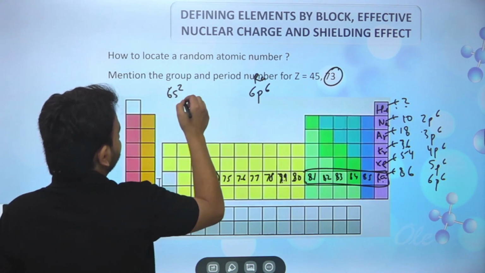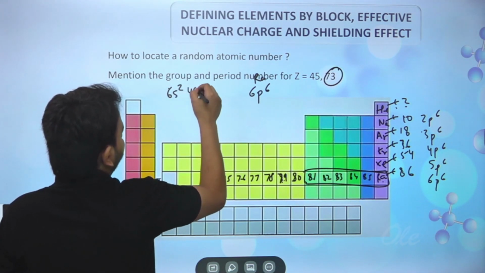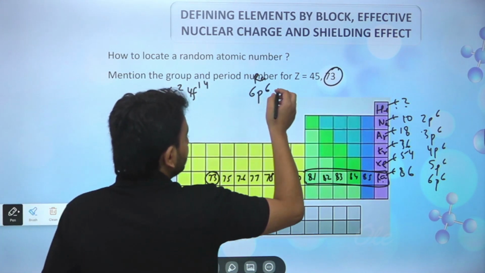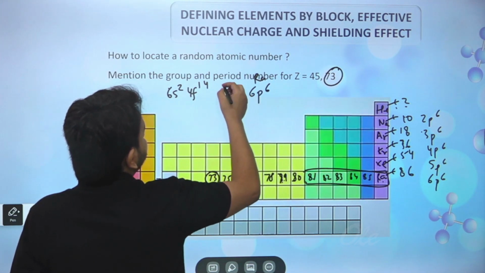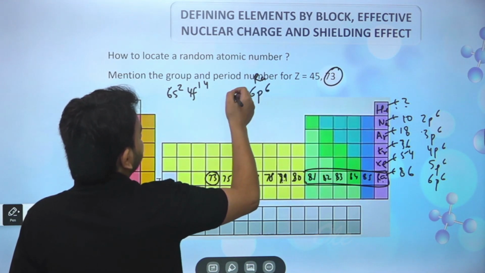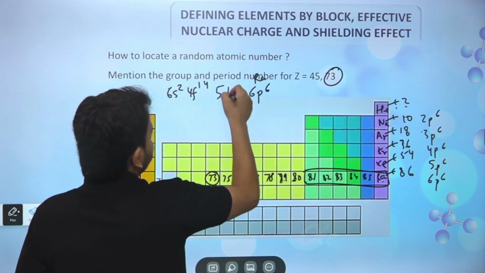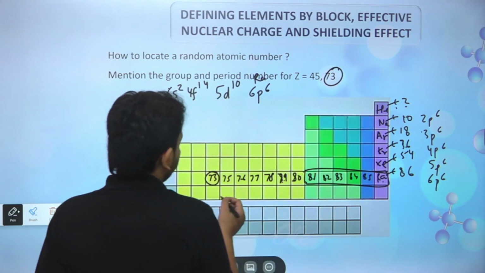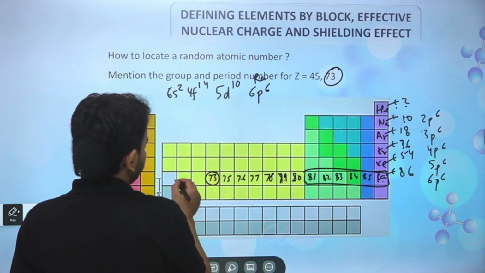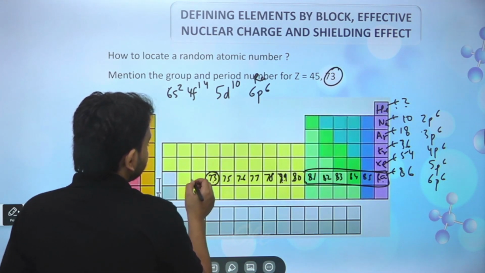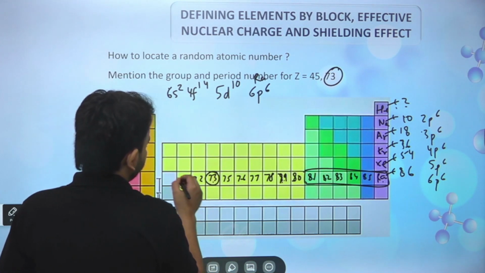This is the order it gets filled: 6s2, then 4f14 will get filled, right? 14 electrons, right? And then before just 6p6, what would get filled, guys, is 5d10, right? So we are filling 5d10 over here. So 5d10 would go till 70 over here, right? So this is 73, this is 72, 71, 70, right?